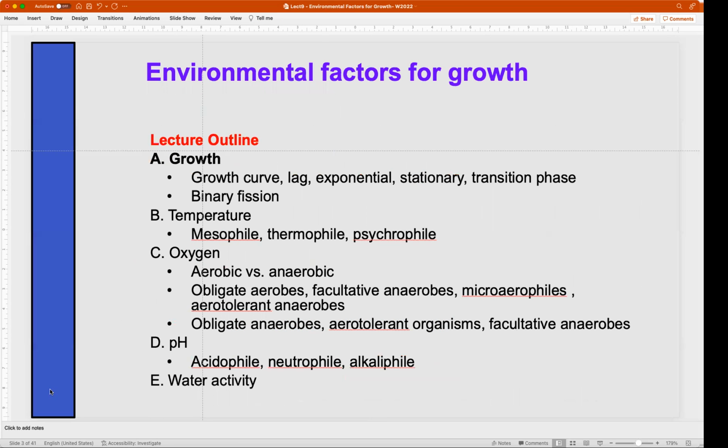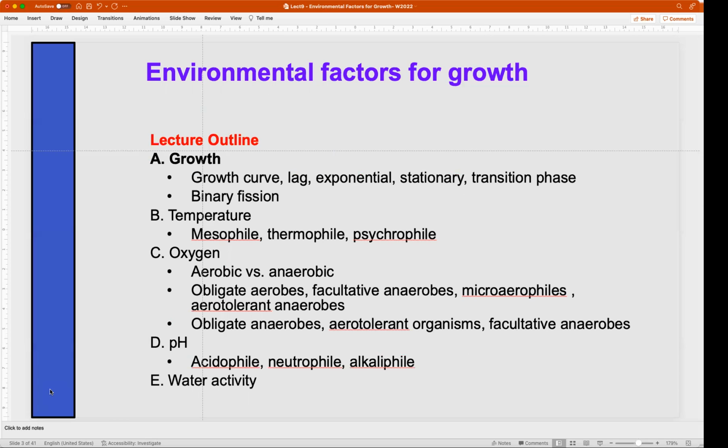Okay, so here's a lecture overview. The first part of the lecture is I'm talking about cell growth. Then I'll talk about other environmental factors that influence the growth of microbes, including temperature, and then oxygen, pH, and then finally a little bit about water activity.